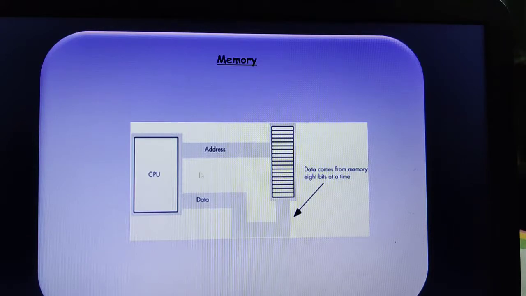Then the CPU, through the address bus, will send the memory location, and through the data bus it will transfer the data. Before there is any communication, they send control signals in order to make these components understand that right now I'll be receiving the data from the CPU.